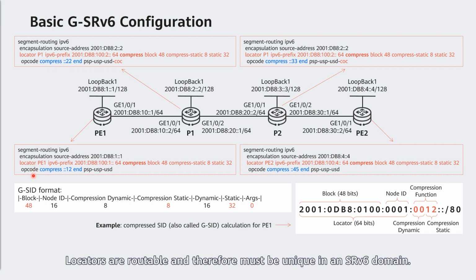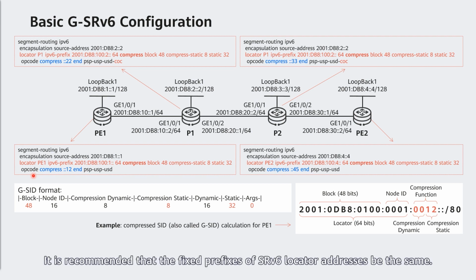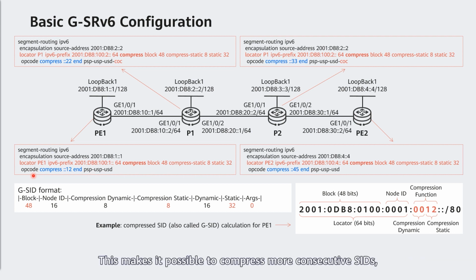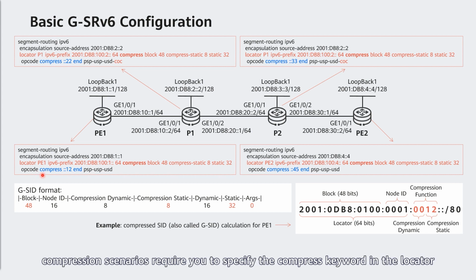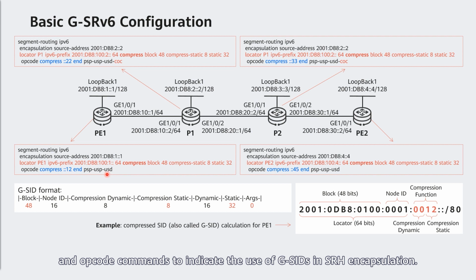Locators are routable and therefore must be unique in an SRv6 domain. It is recommended that the fixed prefixes of SRv6 locator addresses be the same. This makes it possible to compress more consecutive SIDs, improving compression efficiency. Unlike common SRv6 scenarios, compression scenarios require you to specify the compress keyword in the locator and opcode commands to indicate the use of GSIDs in SRH encapsulation.